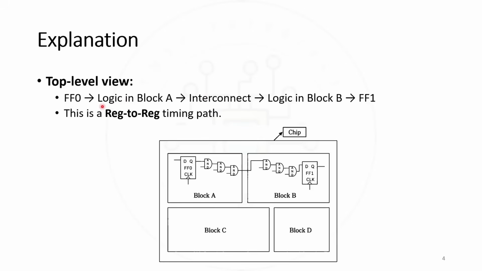So let us see the explanation. This is flip-flop 0, with some logic in block A, and via some interconnection it is going into logic in block B and connecting to flip-flop 1. So from flip-flop 0 through this combination logic, and through some interconnect and again some combination logic, it is getting connected to flip-flop 1. This is one register, this is another register. The start point is a register, the end point is a register. That's why it is called a register to register timing path.